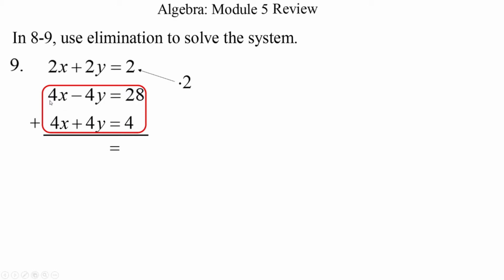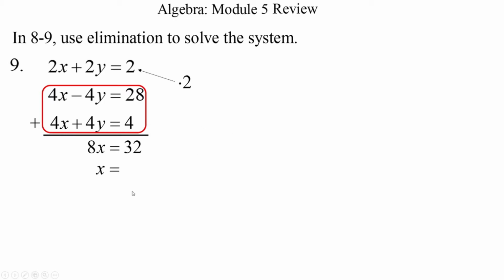If I add my x's, 4x plus 4x, that's going to be 8x. And negative 4y plus positive 4y cancels. And on the right, I have a 28 plus the 4. That's a 32. So 8 times what number is 32? You probably know the x value right now.